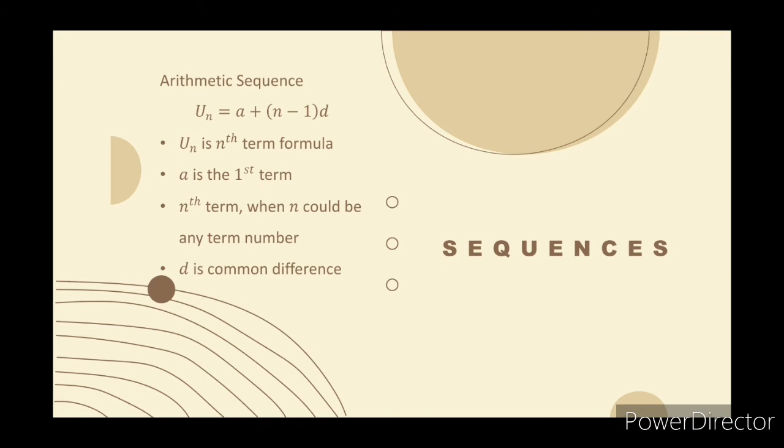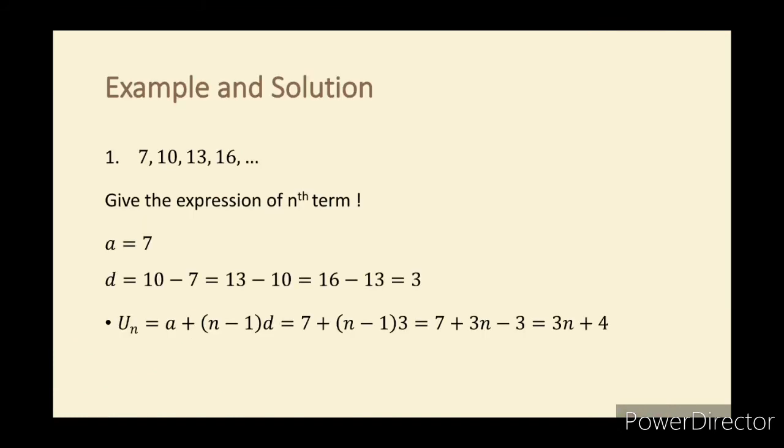Arithmetic sequence. Un equals a plus (n minus 1) times d. Un is the nth term formula, where a is the first term, n could be any term number, and d is the common difference. Example number 1.